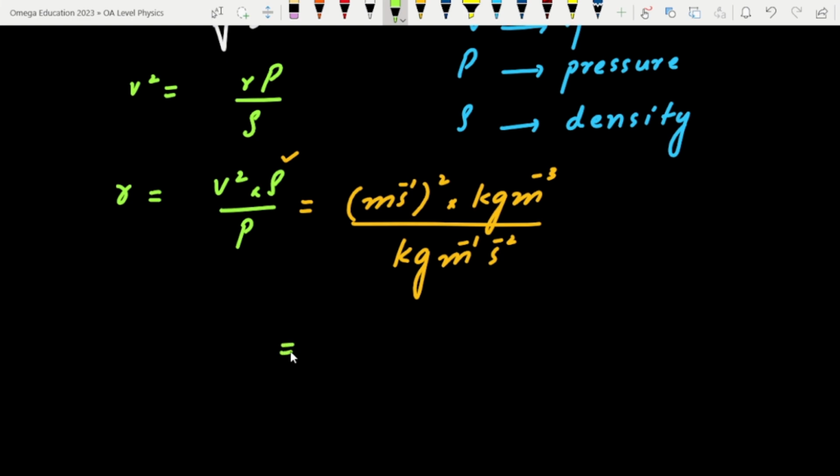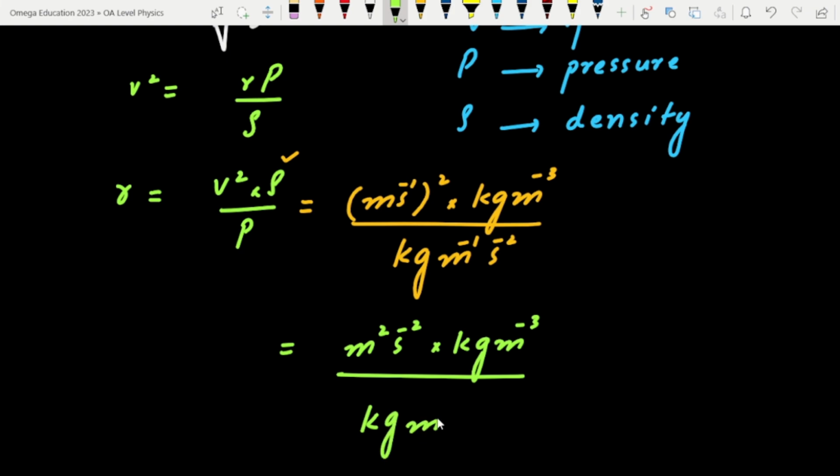Then in the next part, you simplify these things, so you'll have meter squared s minus 2 because you open the square, multiplied by kilograms m minus 3 divided by kilograms m minus 1 s minus 2. Let us do some of the cancellation. Kilograms straight away cancel out with kilograms, s minus 2 cancels away with s minus 2, and meters are also cancelled out, but it may not be very clear to you. Let me write down meters.